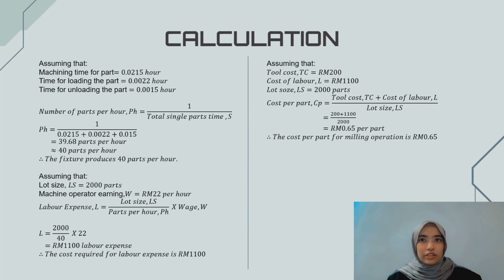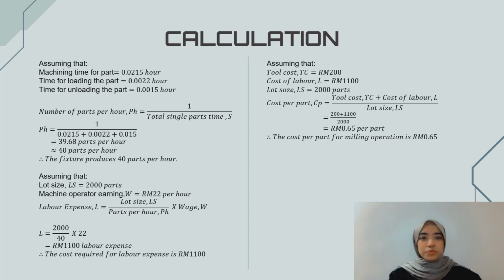For the calculation, we assume that the machining time per part is 0.215 hour, the time for loading the part is 0.0022 hour, and the time for unloading the part is 0.0015 hour. With the formula, number of parts per hour equals 1 divided by total single part time, we get 39.68 parts per hour, which can be rounded to 40 parts per hour.